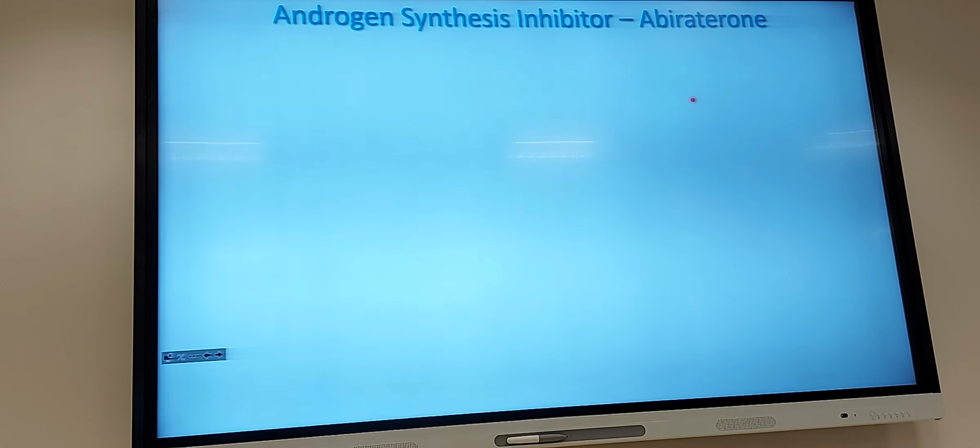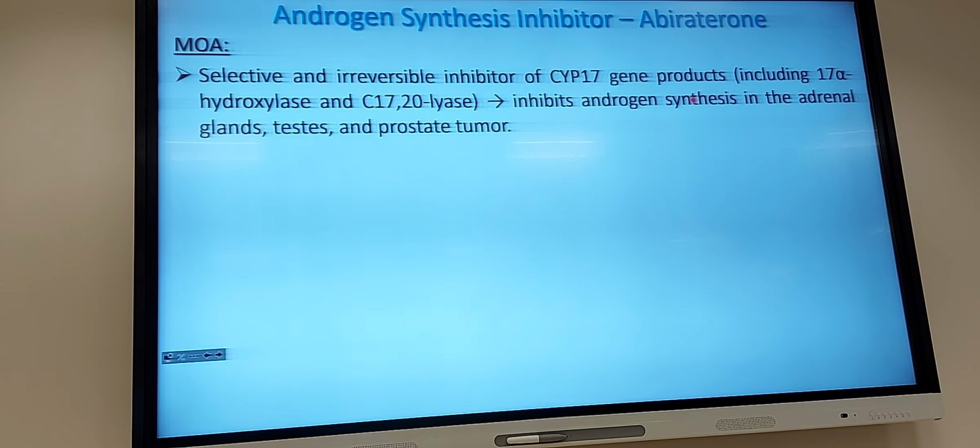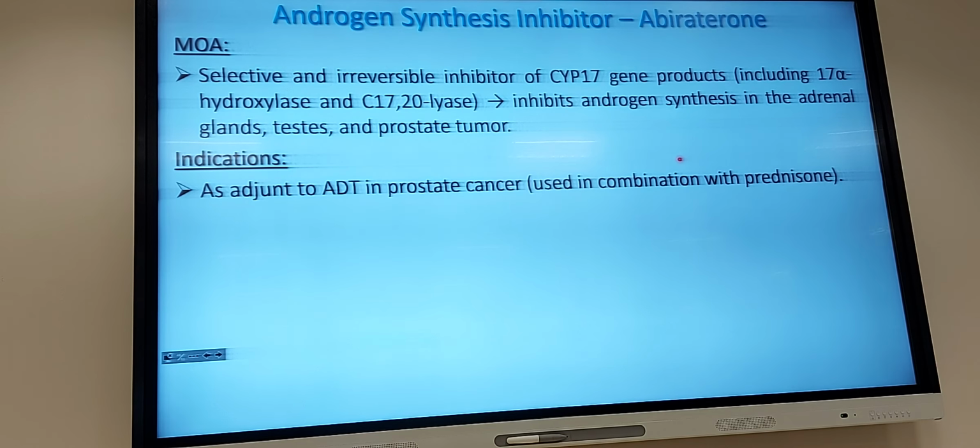Androgen synthesis inhibitor: abiraterone. Again, it is used in advanced and metastatic disease as an adjunct to androgen deprivation therapy. So we give androgen deprivation therapy like a GnRH antagonist, and as an adjunct to that we use this one. It inhibits 17-alpha-hydroxylase and 17,20-lyase, so it inhibits androgen synthesis in the adrenal glands, testes, and prostate tumor. Because we know 5 to 10% of androgen comes from other tissues like the adrenal cortex as well, you want to inhibit it everywhere. Obviously the indication is as an adjunct to ADT.